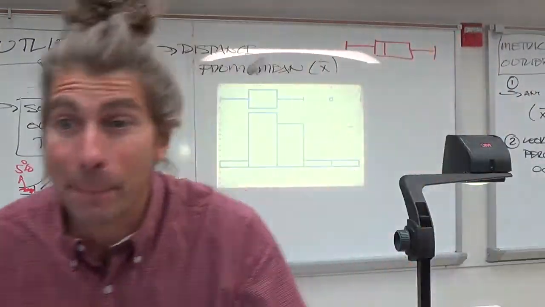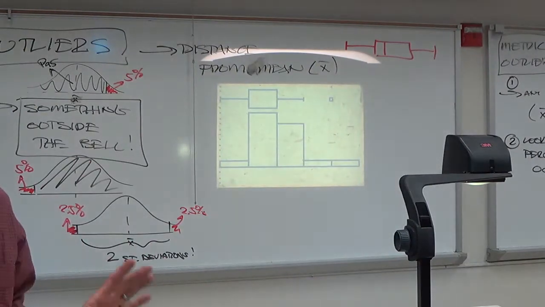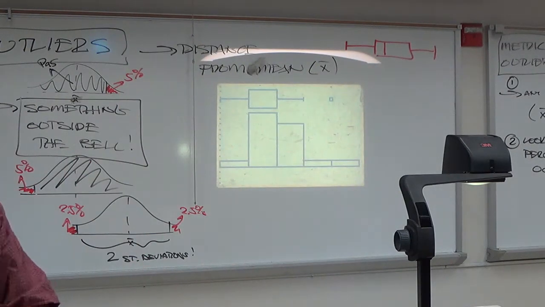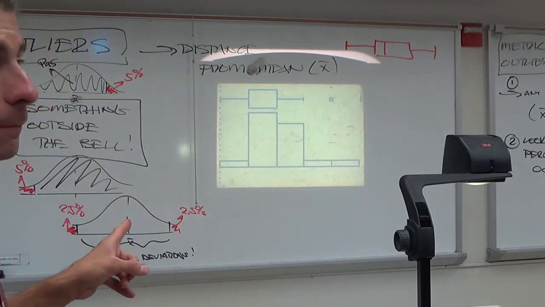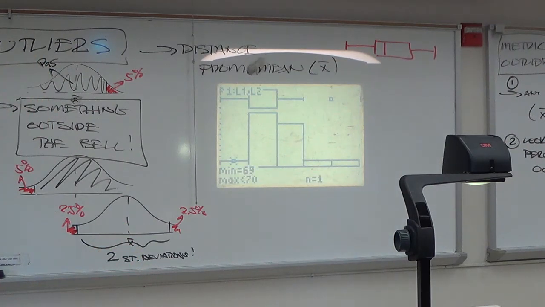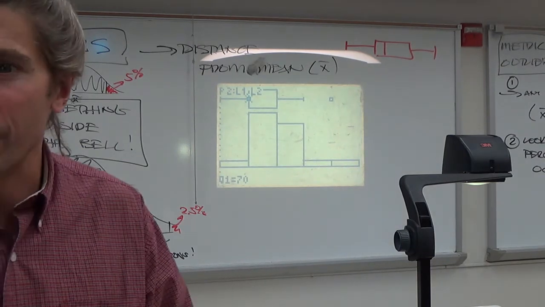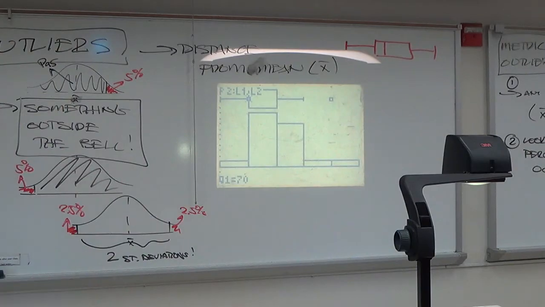Now, if you don't see it, and this happens quite frequently in small data sets, do this for me. Press the trace button on your machine. Now, push the up button once. This puts you onto the box plot. It's telling you the minimum is 69. Arrow over 1 to the right, it's telling you Q1 is 70. What that tells you is, roughly 25% of the class said I was below 70 inches tall.